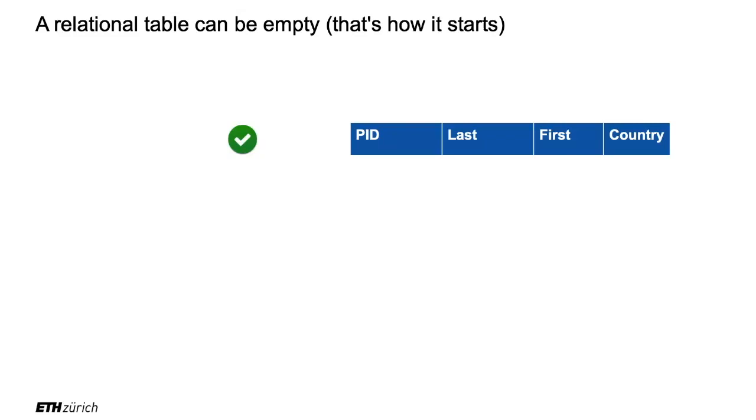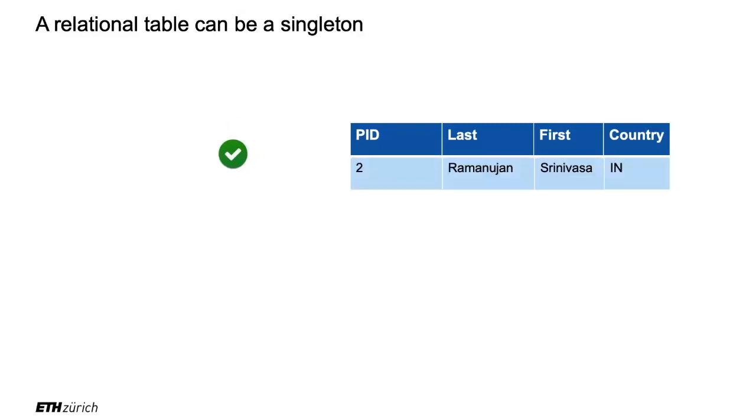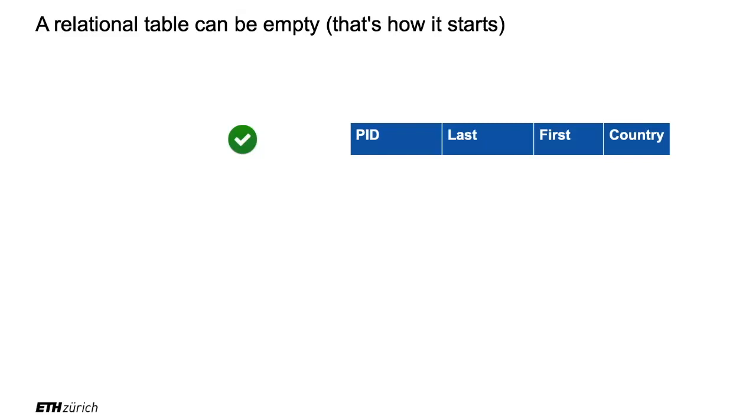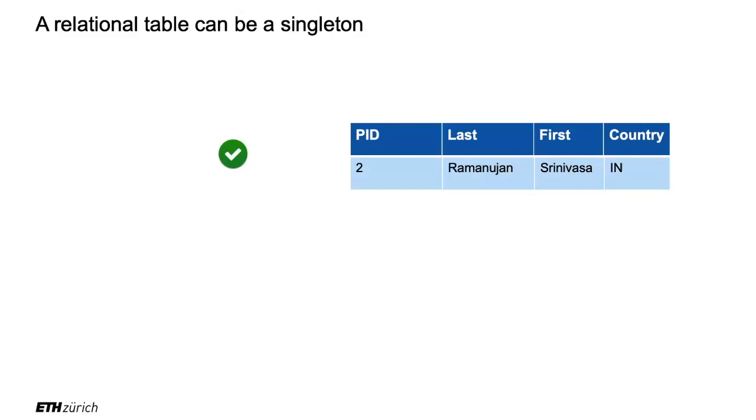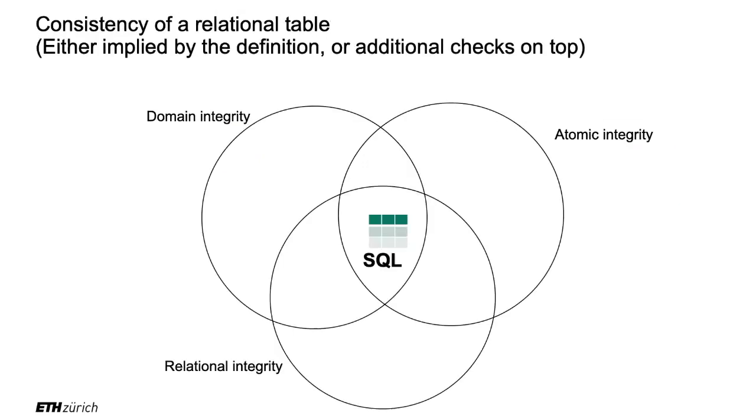Also, just so that you know, a relational table can also be empty, right? You could also have just nothing in there. That's totally fine. In fact, this is how you start. If you create your relational table in PostgreSQL, it's going to be empty, and then you add the data. It could also have just a single record. That's totally fine too.